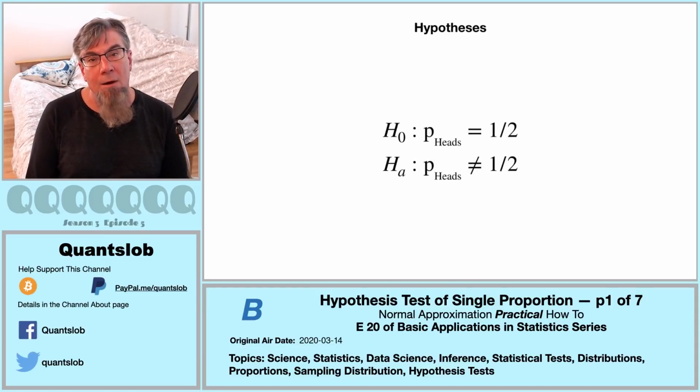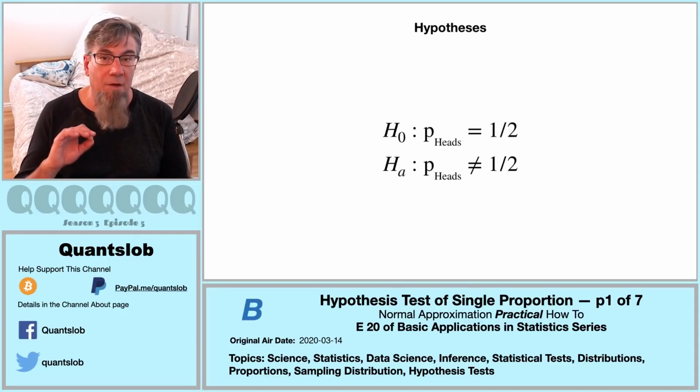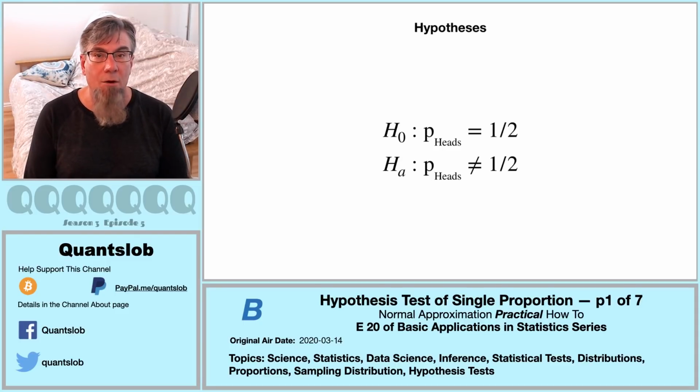Often formulating our hypotheses requires some subject knowledge. A loaded coin is a coin that is not fair. That is, either heads or tails do not occur with the same frequency. This is reflected here in our alternative hypothesis. Our null hypothesis, on the other hand, is that the true population parameter proportion of heads is 1/2. That is, that the coin is fair.